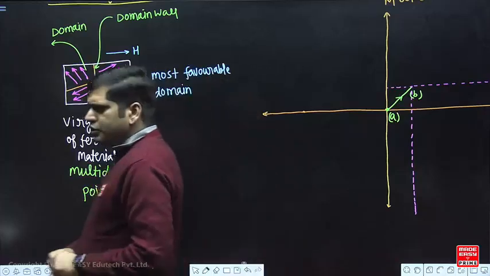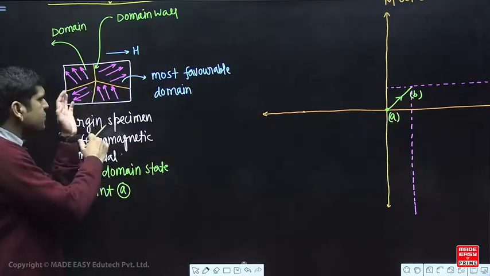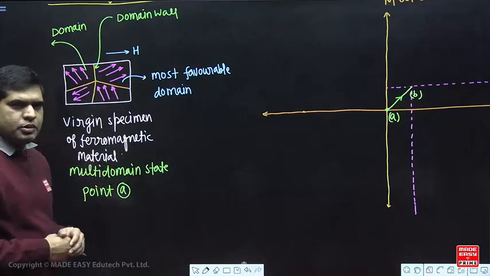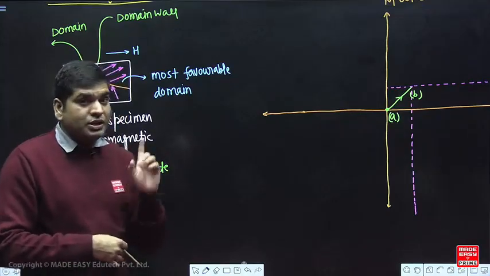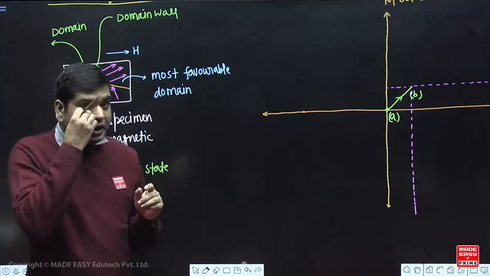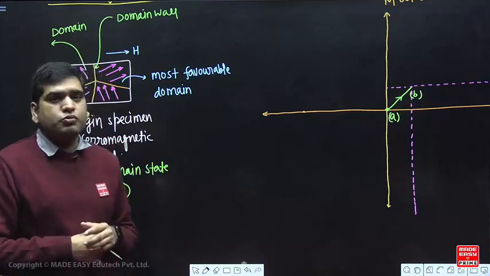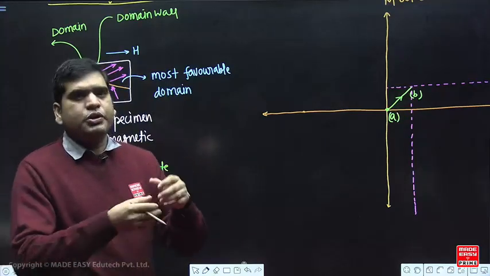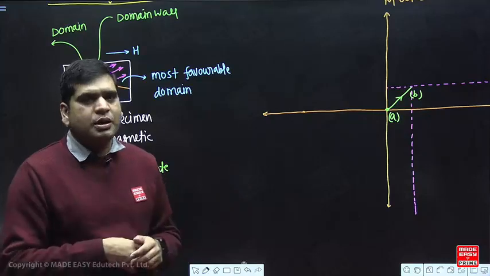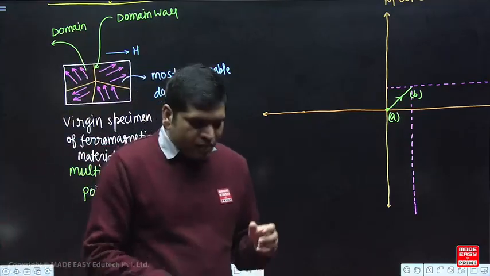What happens here? You apply magnetic field, these domains will rotate towards the most favorable one. But when you remove it, they will return back to their original position. Then only the magnetization can become zero. It means reversible domain wall motion is happening. You apply the magnetic field, domains are rotating. You remove the magnetic field, domains are coming back to their original position.